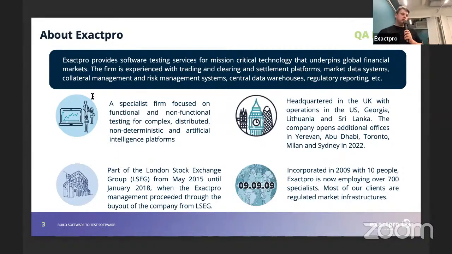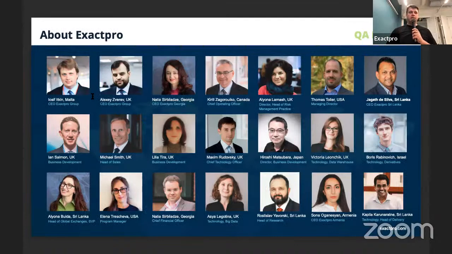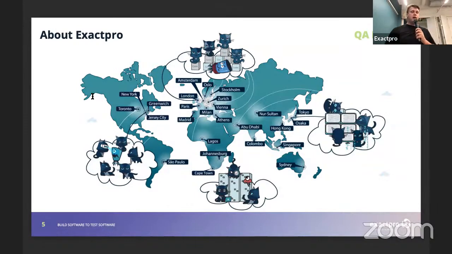Exactpro was part of the London Stock Exchange Group for 2.5 years. At the moment, we are an independent company following the management buyout in 2018. Our management team and delivery centers are distributed worldwide in UK, Japan, US, Sri Lanka, Georgia, etc. We work with half of the top 20 global exchange groups, and we have clients in more than 20 countries, in Australia, in the United States, in Greece, in South Africa, in UK, France, etc.